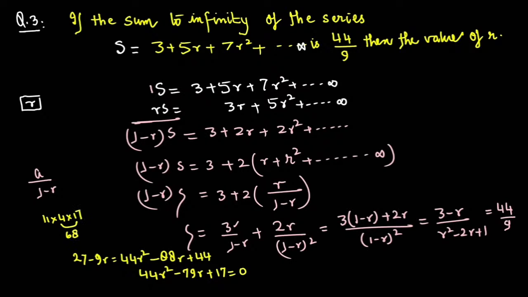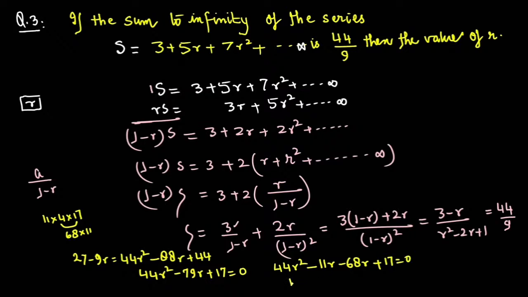See here, 44 means 11 into 4, and this is 17. 17 fours are 68, into 11. Okay, this becomes 44r square minus 11r minus 68r, that is 79r, plus 17 is equal to 0.